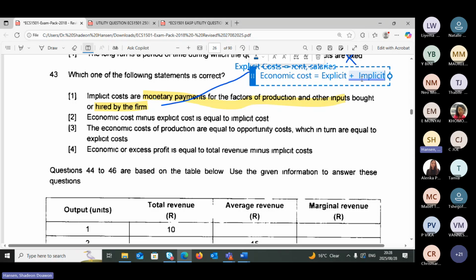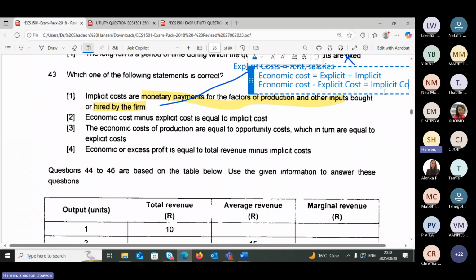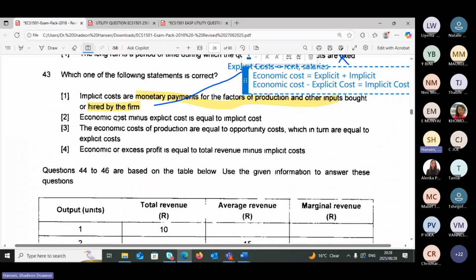So if we want to rewrite this formula over here, it says economic cost minus explicit cost is equal to implicit cost. That's actually correct. We can say economic cost minus explicit is equal to implicit cost. That is absolutely correct over there. Because economic cost is equal to explicit plus implicit cost. So if we take the economic cost and we minus the explicit cost from it, what we are left with is implicit cost. So option number 2 is absolutely correct. That is the correct one over there.